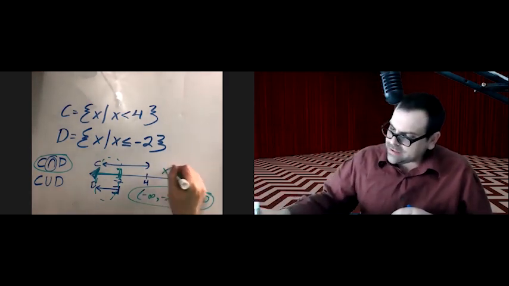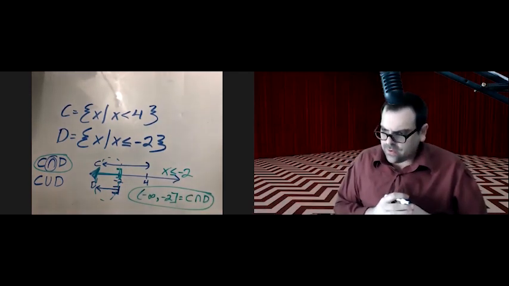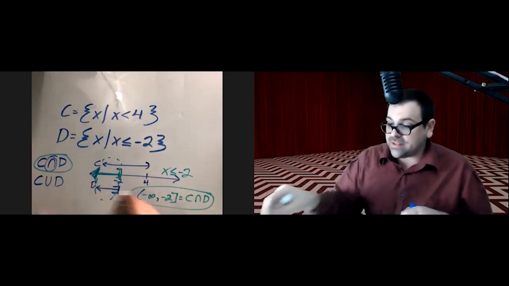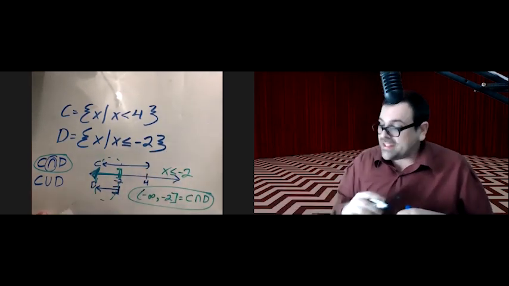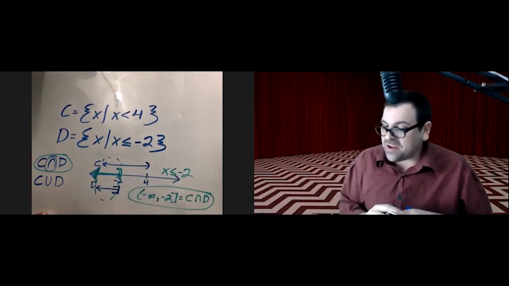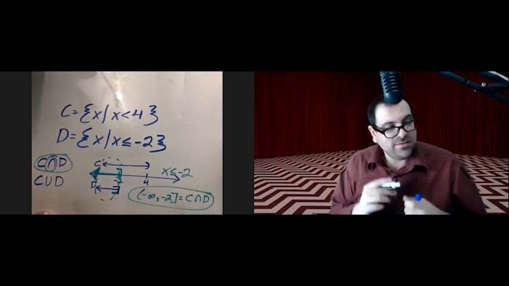Or x less than or equal to -2. Or the set of all x such that x is less than or equal to -2. Or in this case, because we have a special name for this already, C intersection D could actually just be considered D.